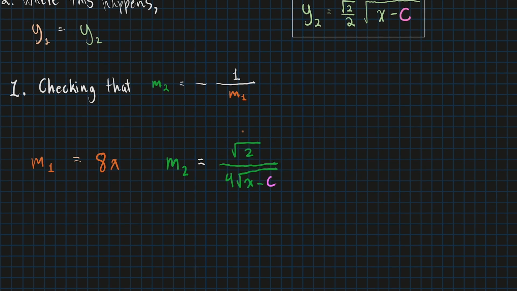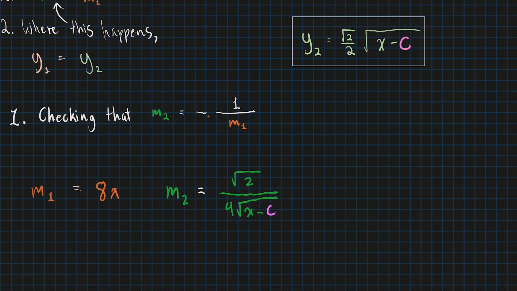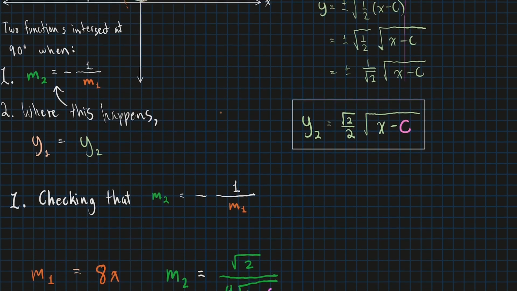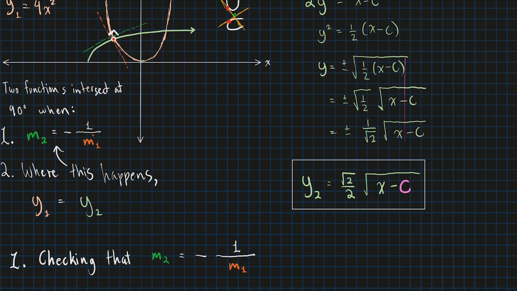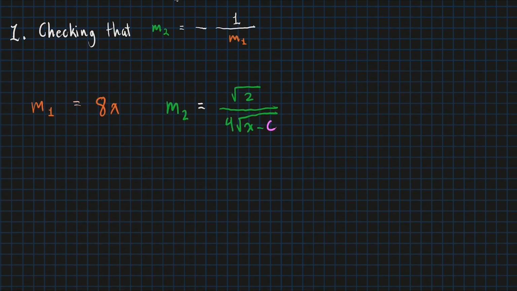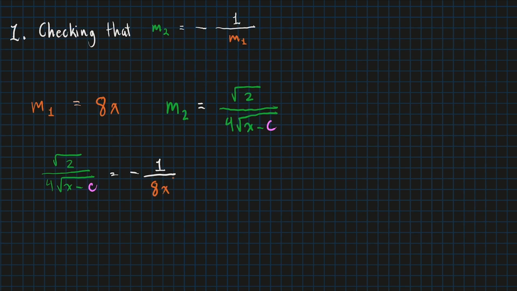Okay, so our next step, which comes from our first criterion, by the way, is to plug in our m2 and our m1. And remember, this is the equation that makes sure that the tangent lines of our two functions intersect at 90 degrees. When two slopes are perpendicular, they'll be equal to the negative reciprocals of each other. So if we bring our m2 to the left side, we get the square root of 2 over 4 times the square root of x minus c is equal to negative 1 over m1. And our m1 is 8x.